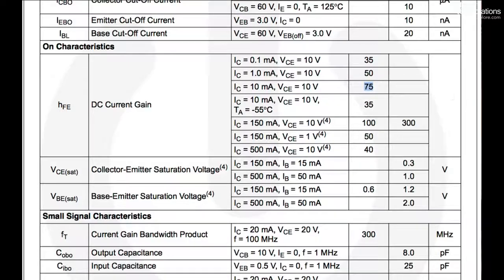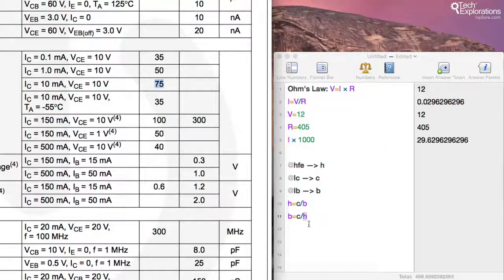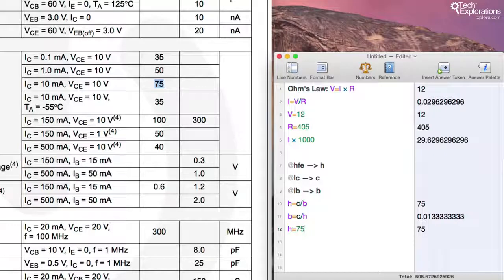So I'm going to take this number and put it in my calculator. So I'm going to say that H equals 75. The C, I'm going to get from my previous calculation to be 30. So this is really 0.03. So that finally gives me an idea of what the current in the base is going to be. So B is equal to 0.004, or 0.4 milliamps.